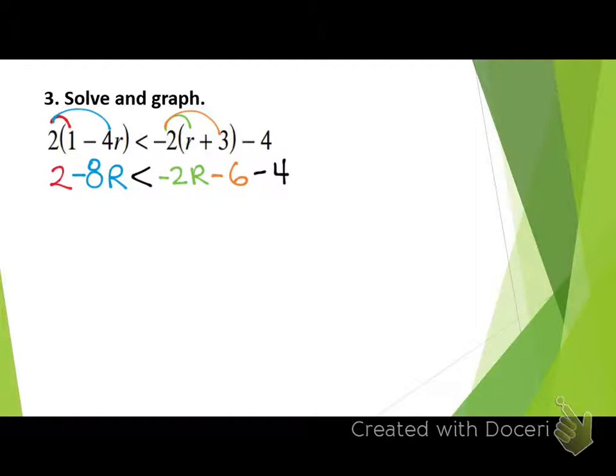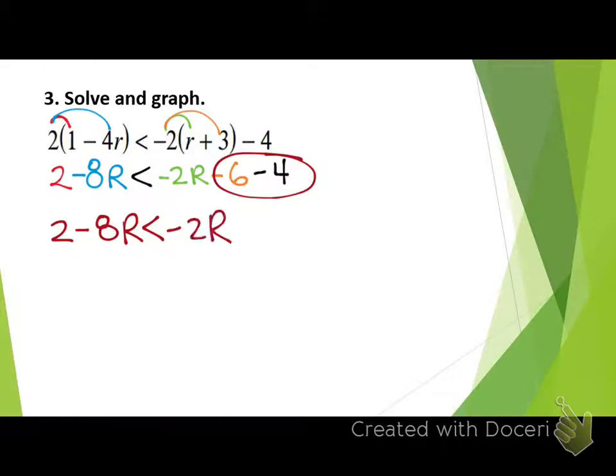We distributed, so don't call after midnight. C stands for? Combine. Combine like terms. So let's combine some like terms. That would be negative 6 minus 4. So the left side stays the same. I didn't do anything. This minus 2r will also stay the same. What's minus 6 minus 4? Negative 10.